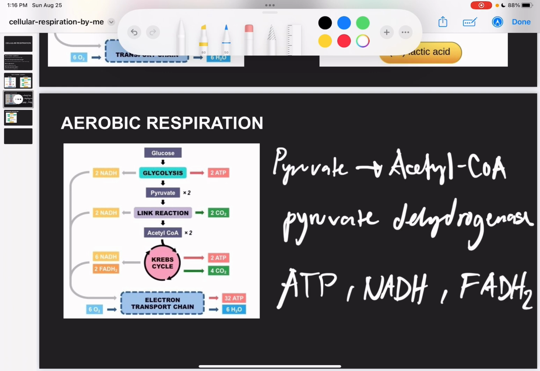The intricacies of this cycle will not be discussed in this video. Maybe I'll make a video on the Krebs cycle later down the line. But just know that pyruvate from your glucose turns into acetyl CoA via pyruvate dehydrogenase. And acetyl CoA enters the Krebs cycle, which makes ATP, NADH, FADH2, and other byproducts, carbon dioxide, water, etc.